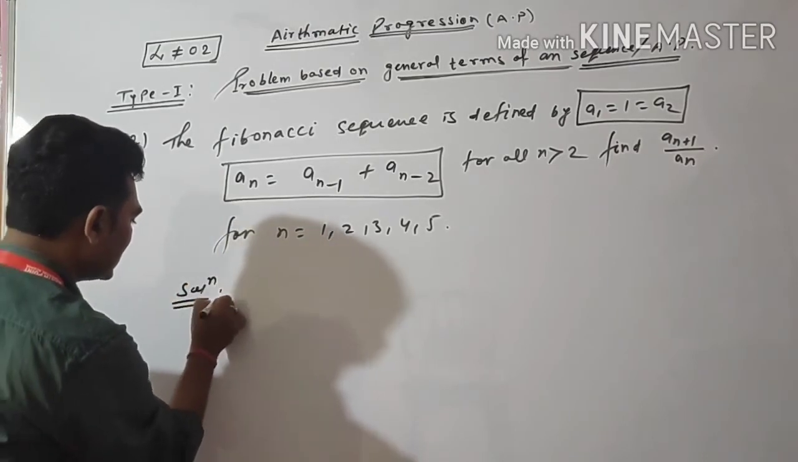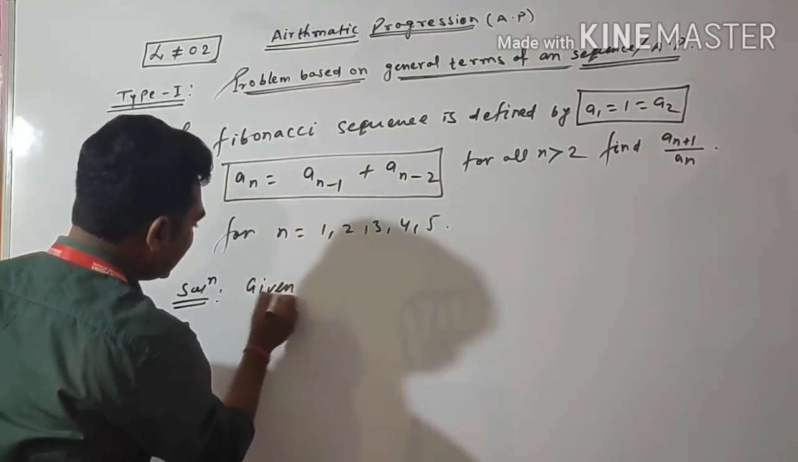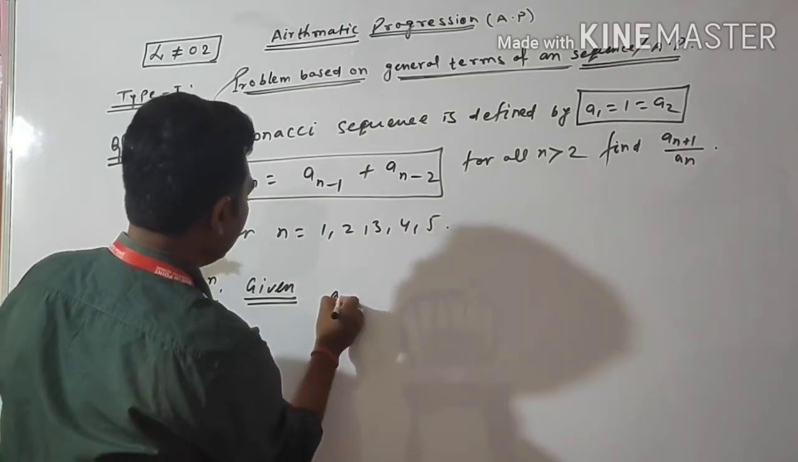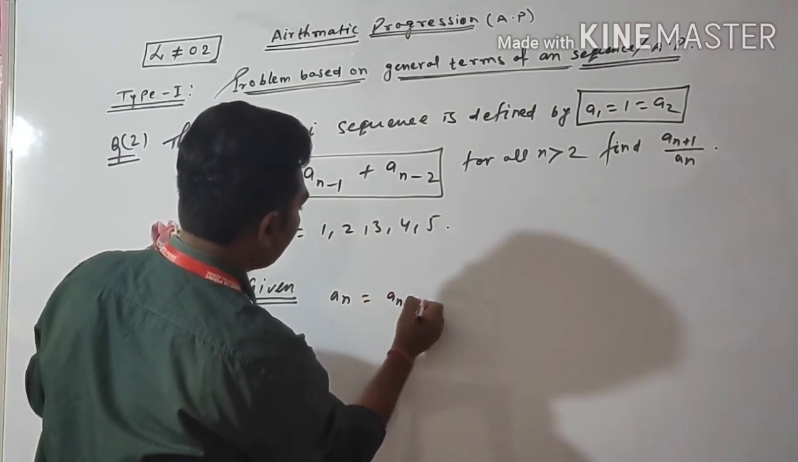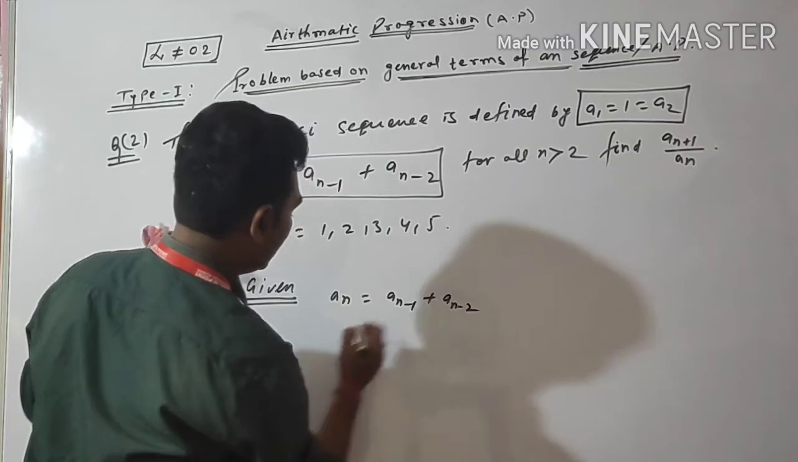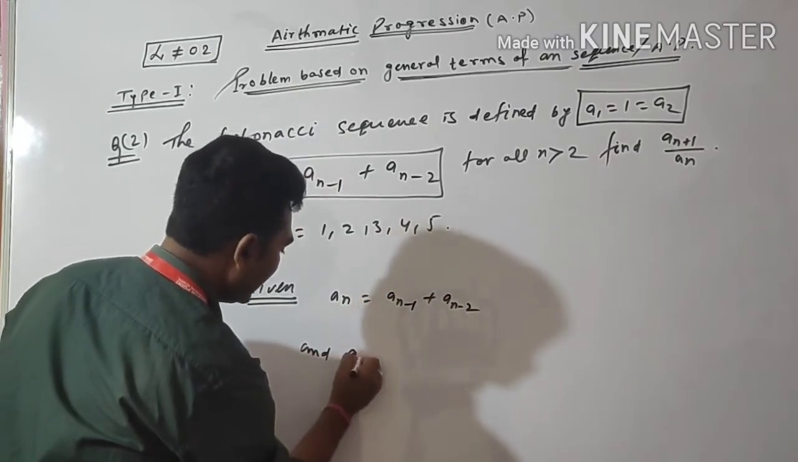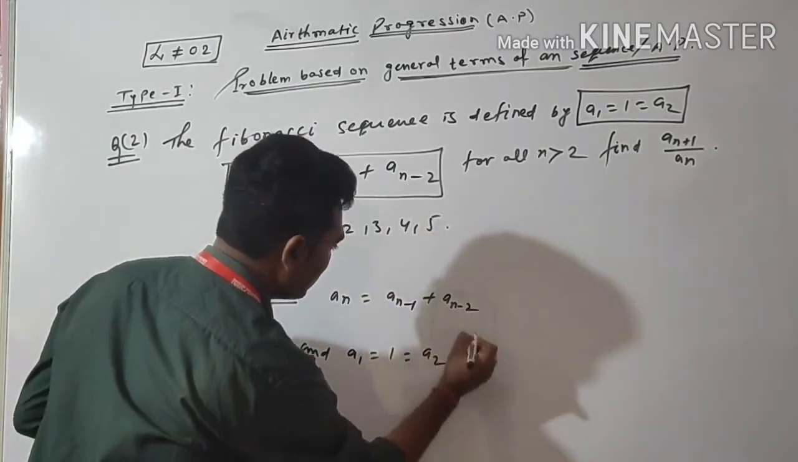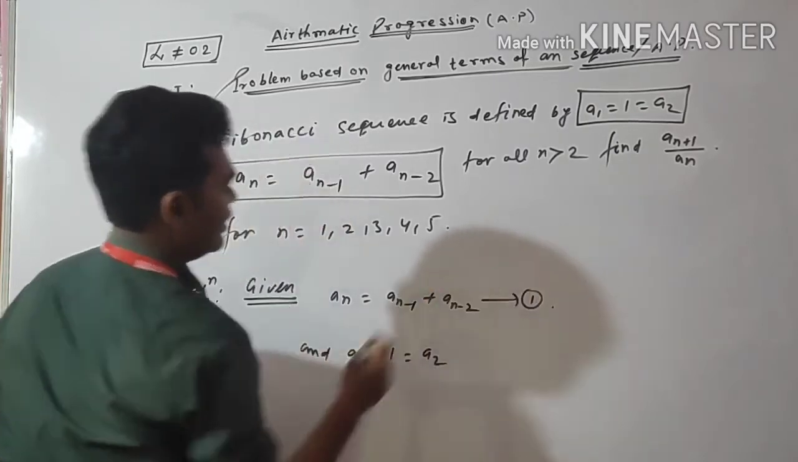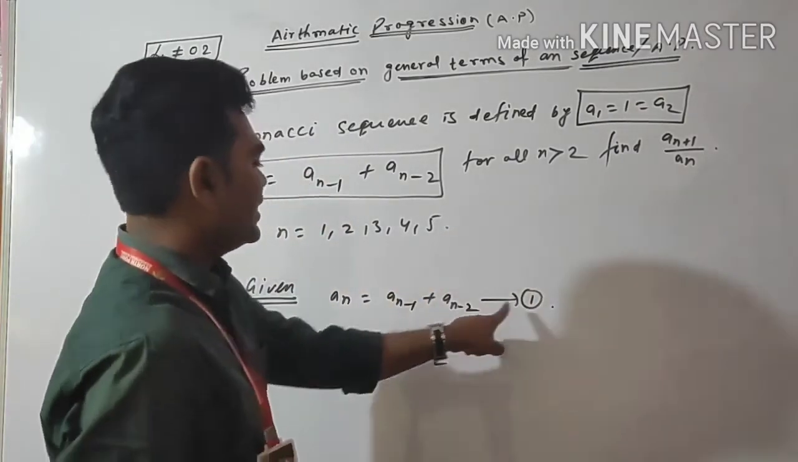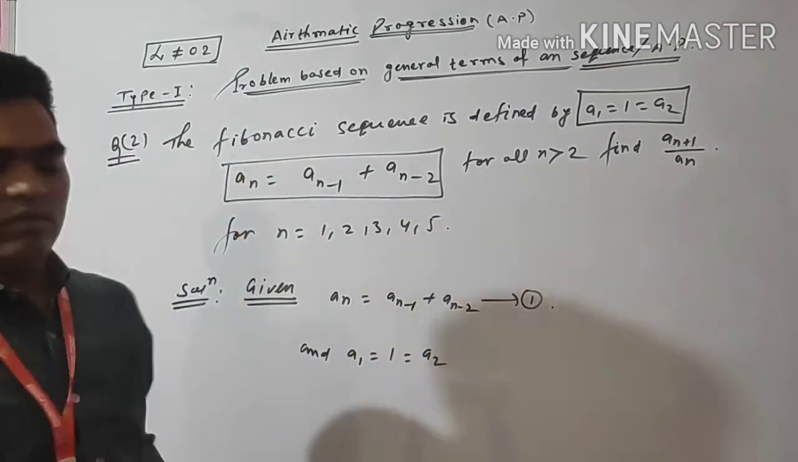Now, solution. The given relation of this sequence is an equals an minus 1 plus an minus 2, and a1 equal to 1 equal to a2. My dear, suppose this relation is equation 1.